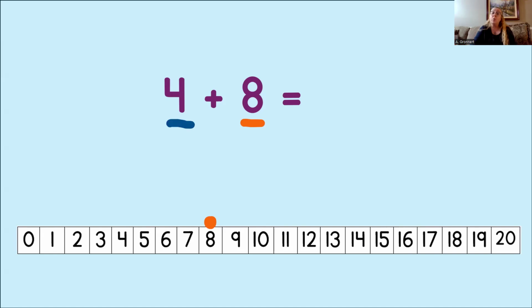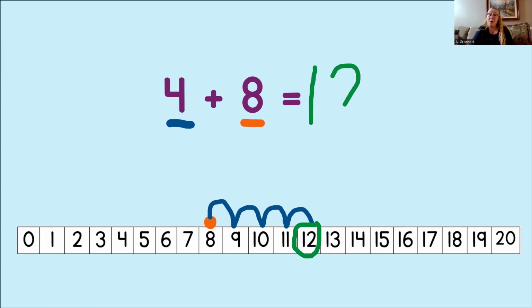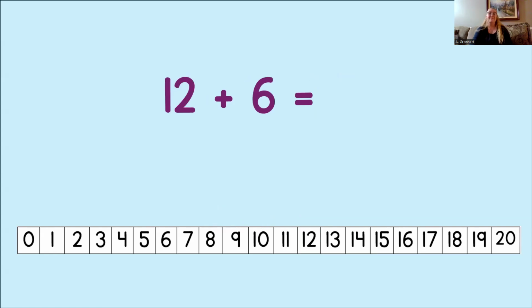That means we need to count on 4 from the number 8. Let's do that right now. 1, 2, 3, 4. Where did we land? Well, we landed on the number 12. So we circle the 12 and write it into the equation. Now we know 4 plus 8 equals 12. Hey, that was fun. Let's do another one.